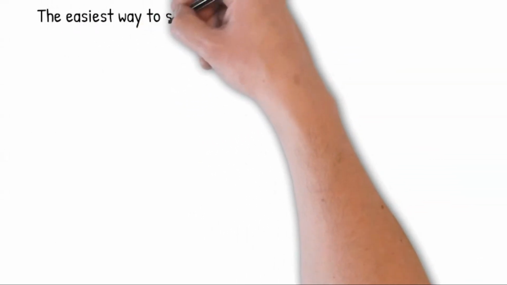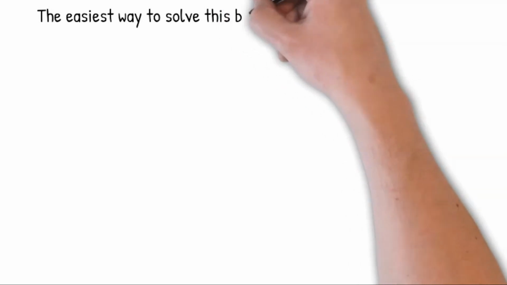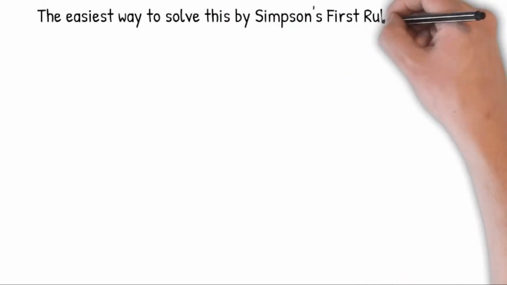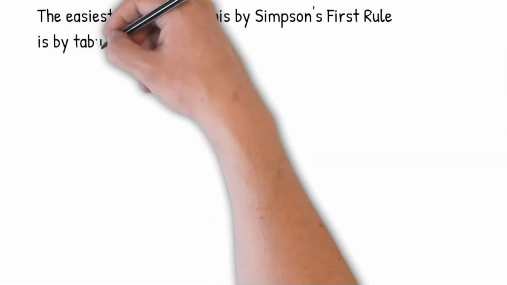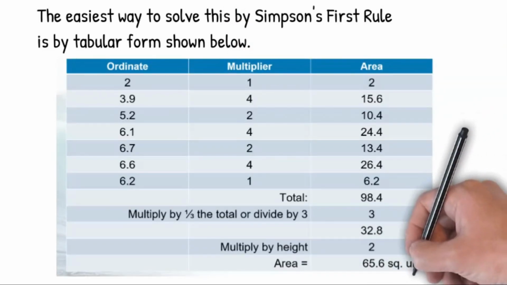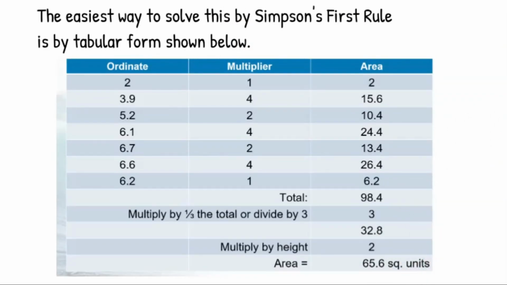The easiest way to solve this by Simpson's first rule is by tabular form shown below. Ordinates times multipliers, then the sum of the products is divided by 3, and the quotient is multiplied by 2. The result is 65.6 square units. As easy as that.